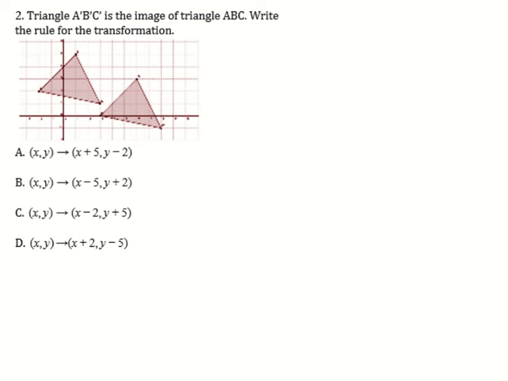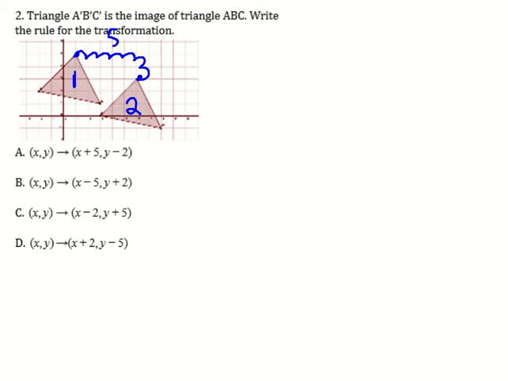Triangle A prime, B prime, C prime is the image of triangle ABC. Write the rule for the transformation. So I'm transforming from triangle 1 to triangle 2. On the test, I think I made the primes more readable. So I just want to pick a point and I want to see how it transforms or translates to get to the other point. 1, 2, 3, 4, 5, and down 2.